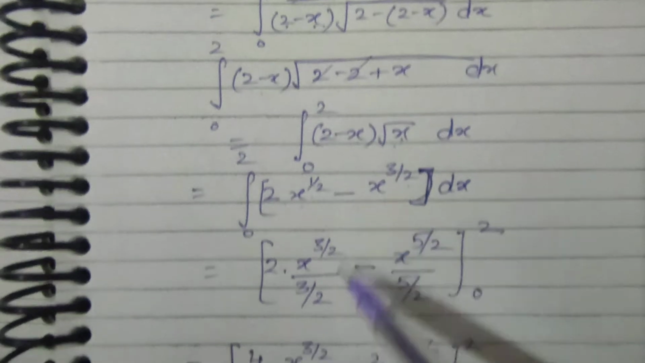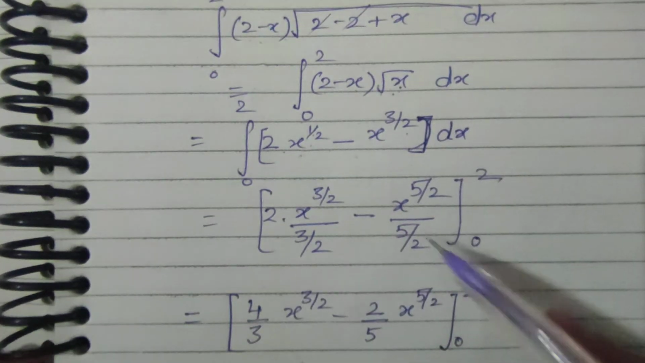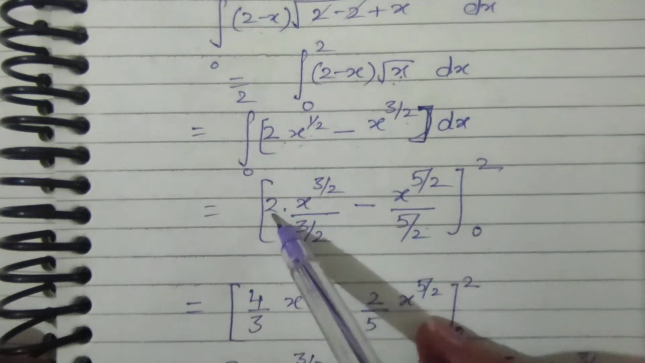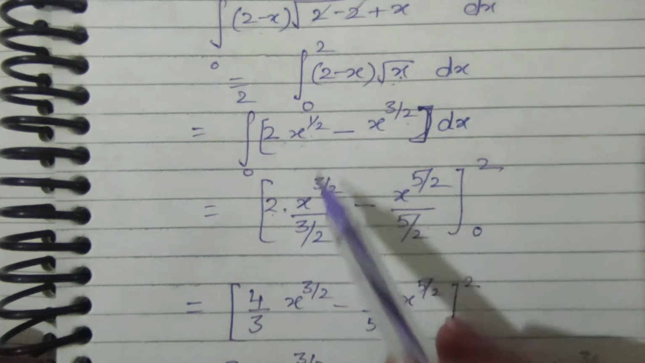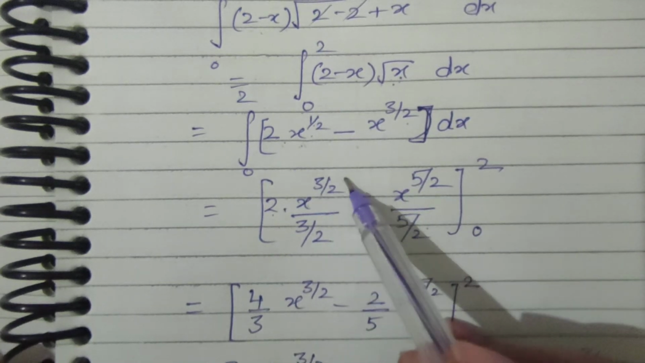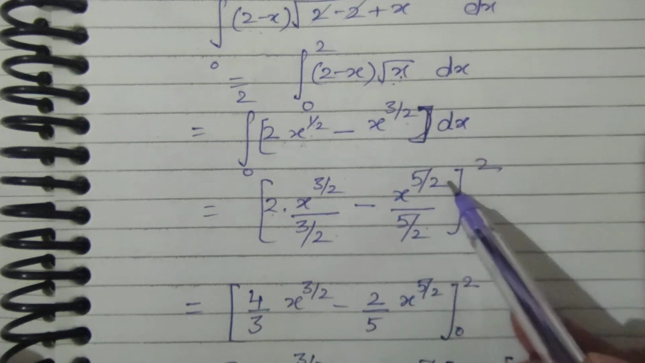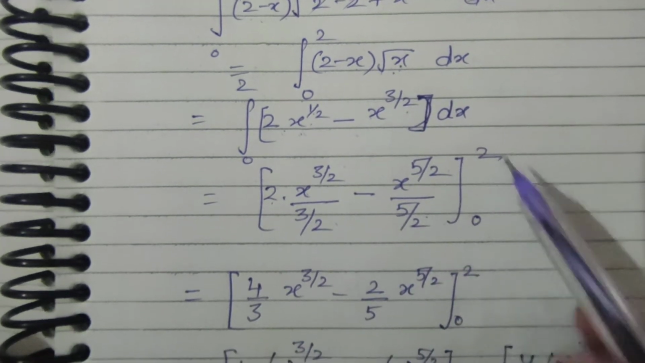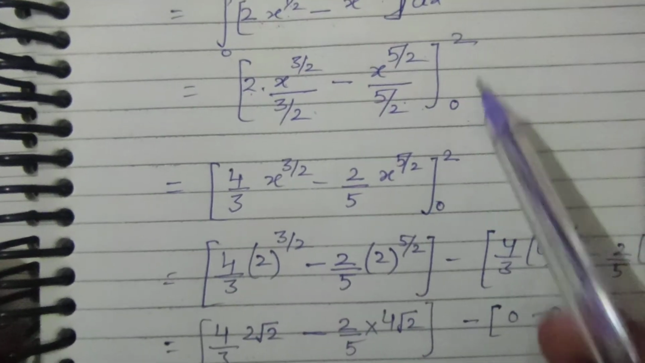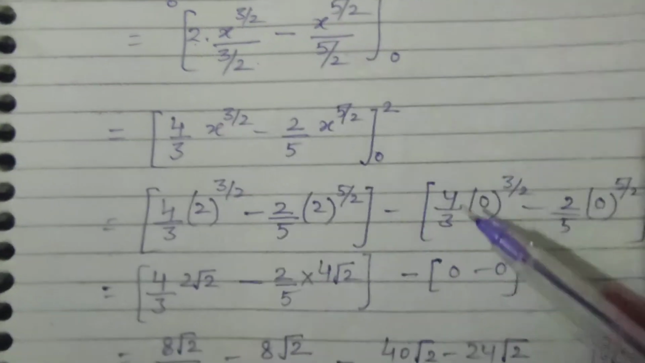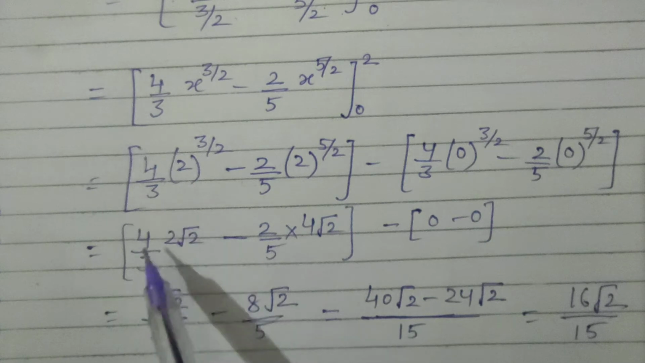So we will take the integration of these and then we will put the limit. So 2 as it is, x raised to power 1 by 2 integration is x raised to power 1 by 2 plus 1 upon 1 by 2 plus 1. Same here, x raised to power 3 by 2 plus 1 upon 3 by 2 plus 1. So after solving, we will put the upper limit then the lower limit. So it is 4 by 3.